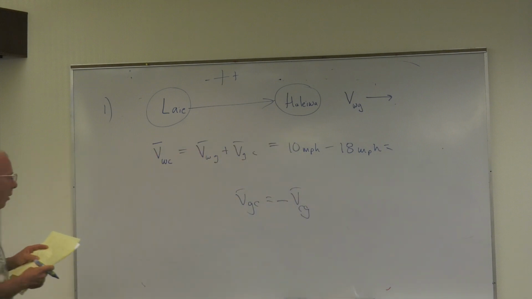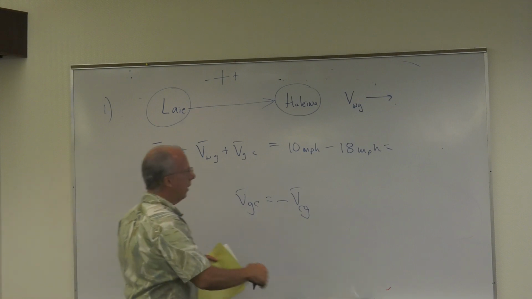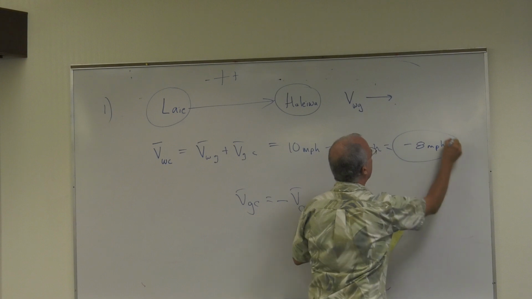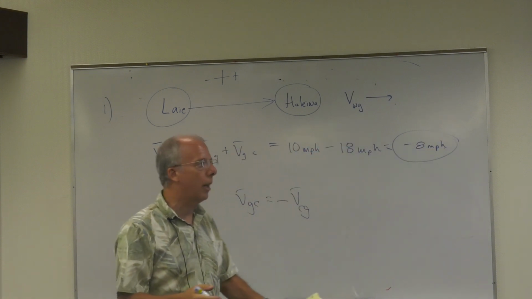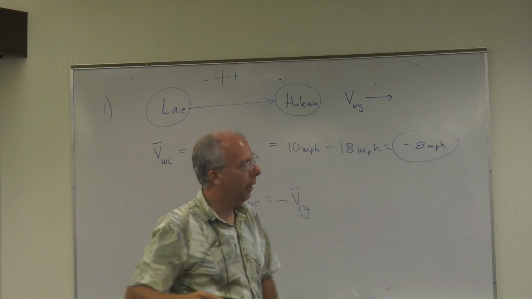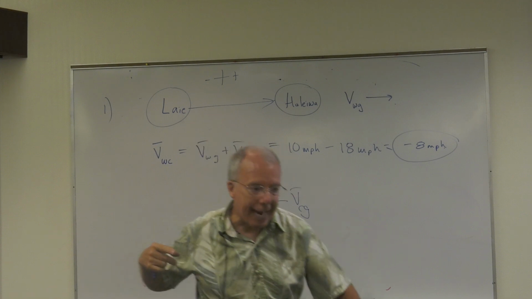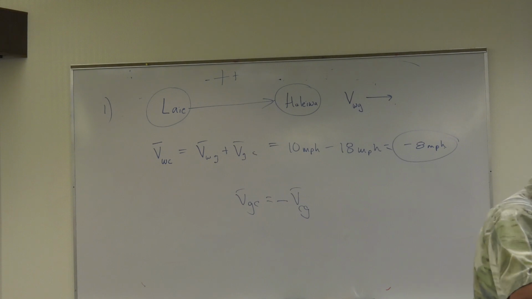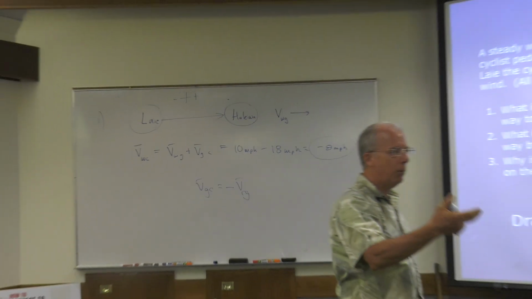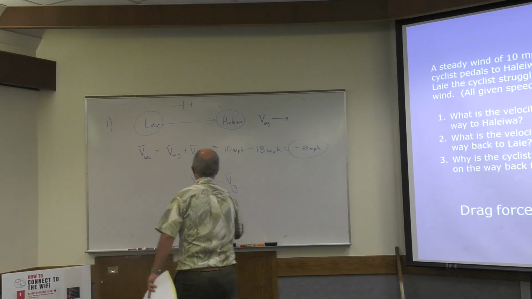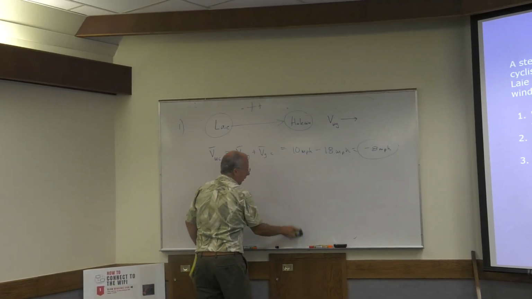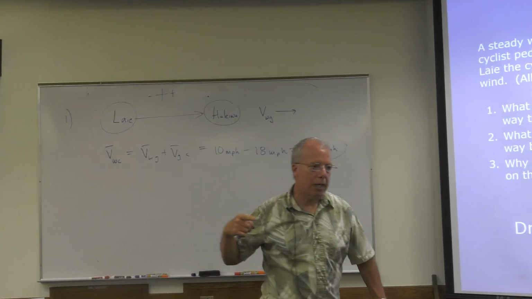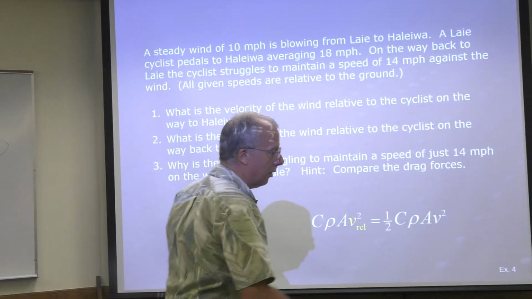So therefore, what's the velocity of the wind relative to the cyclist? 10 minus 18, minus 8 miles per hour. And that makes good sense, right? Because think about it. If the wind is blowing 10, but you're going 18, aren't you plowing through the air? Yeah, you're plowing through the air. The air is moving against you. Think of air as jello if you want to. If the jello is going 10 and you're going 18, you're plowing through that jello. It's a drag force.